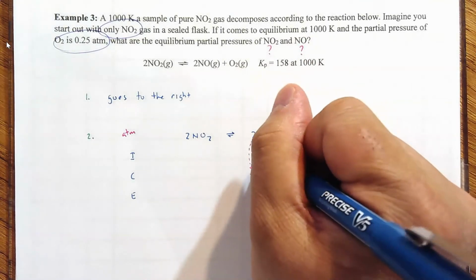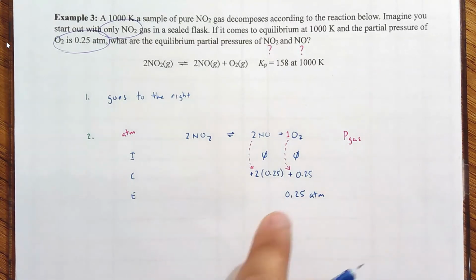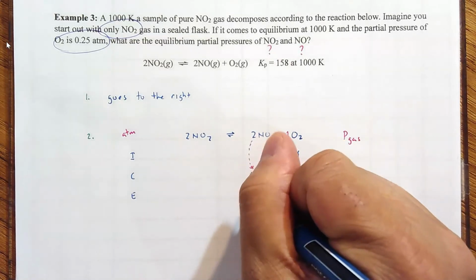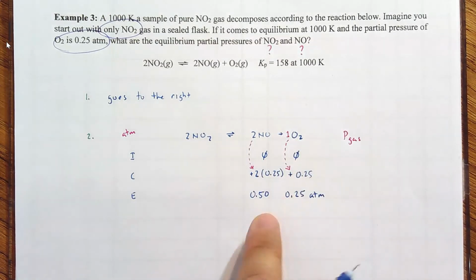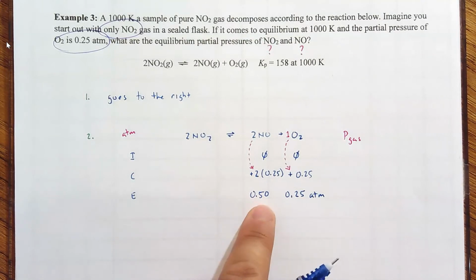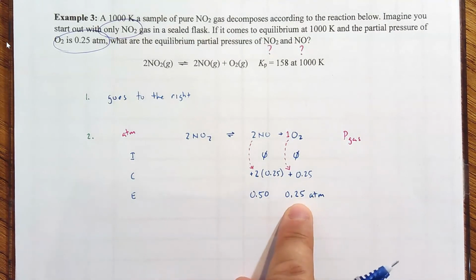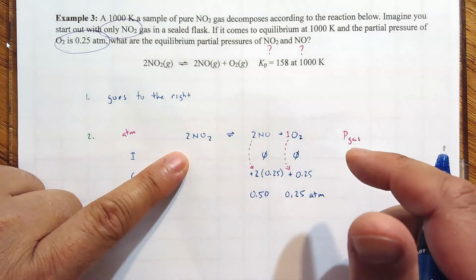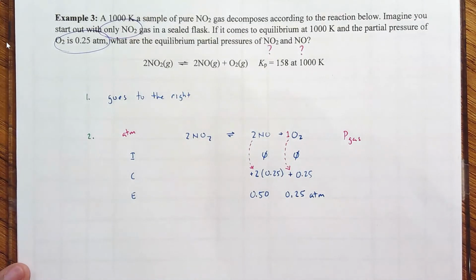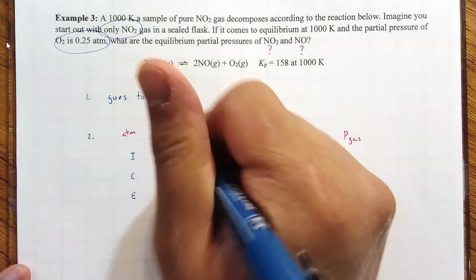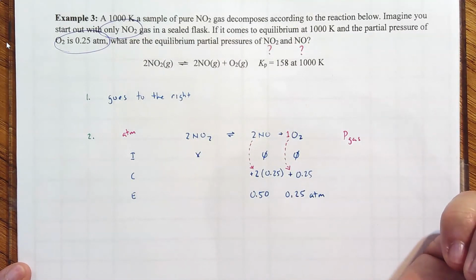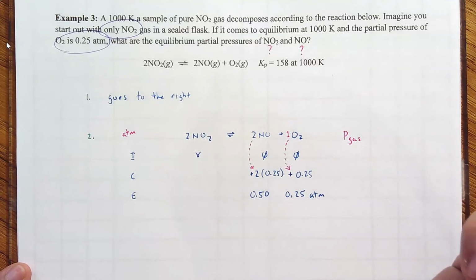We also started with 0 NO at the beginning. So now we know this number, it's 0.50. No variable. We know for a fact that this has to be 0.50 if this went to 0.25. Can we fill in the column for NO2? It looks a little strange, but I'm going to put x here. We don't know the initial amount. We just know that at the beginning the whole flask is filled with NO2 gas.